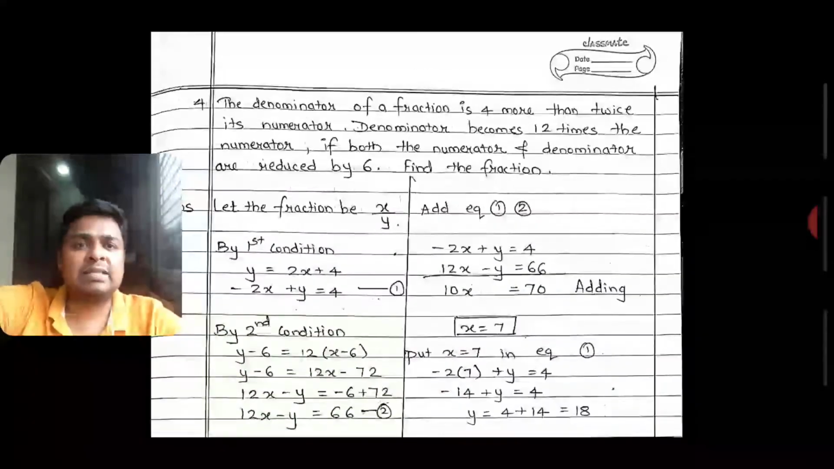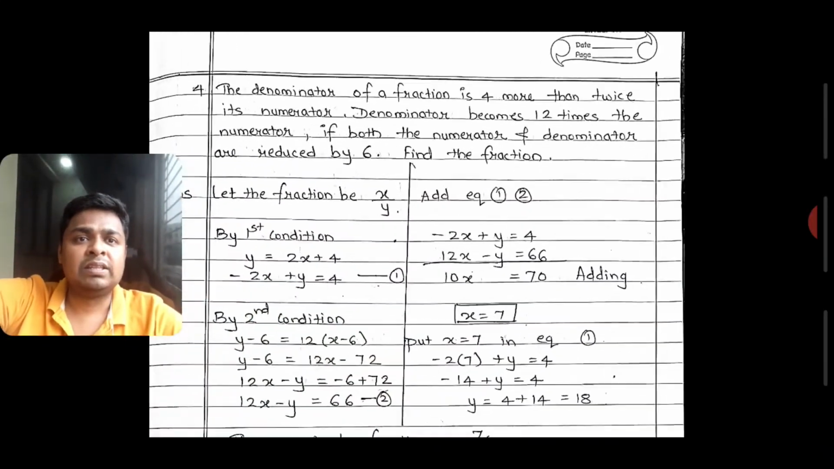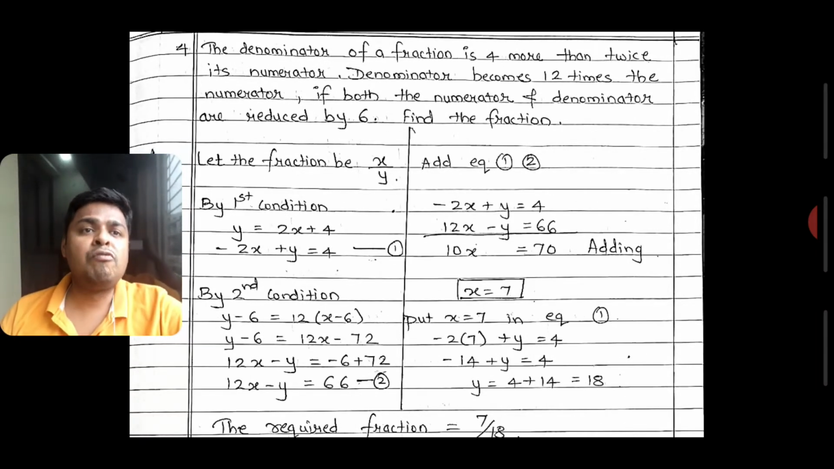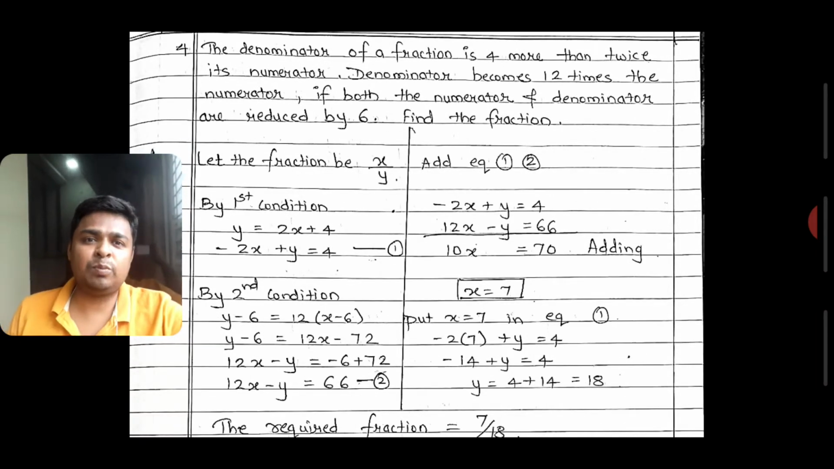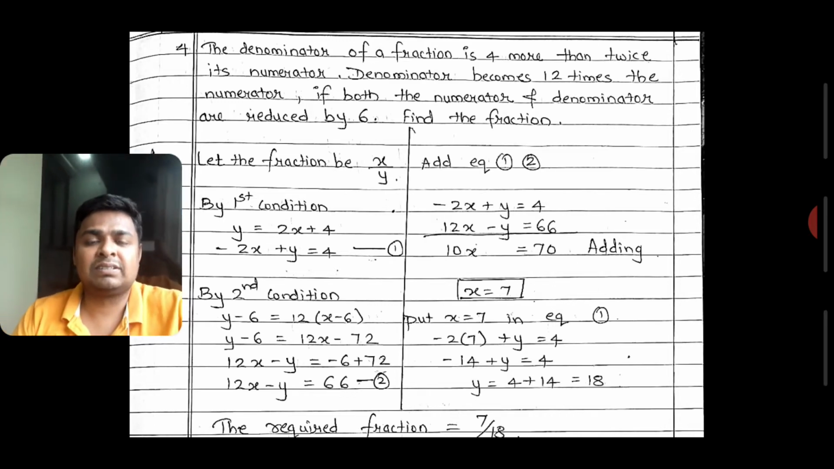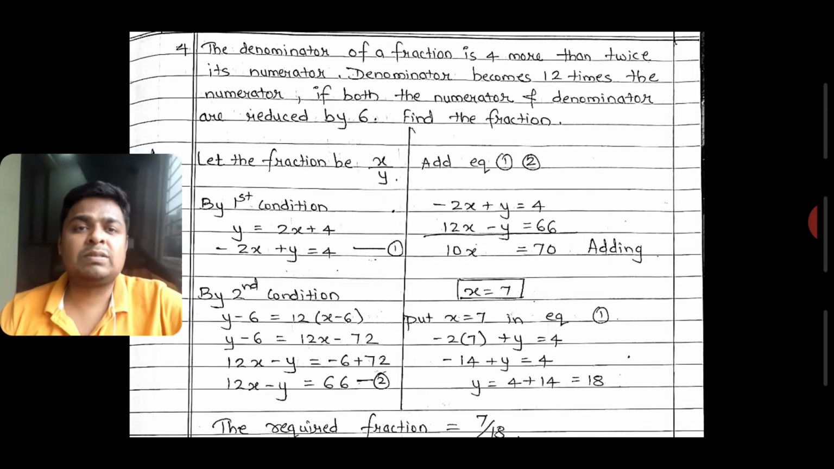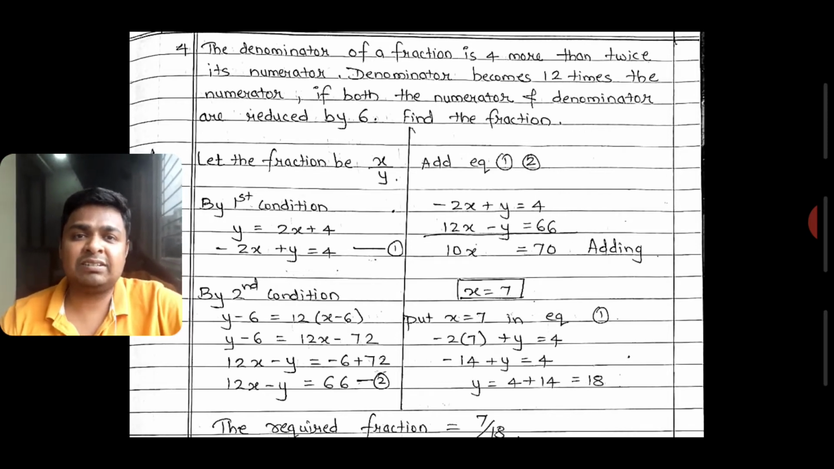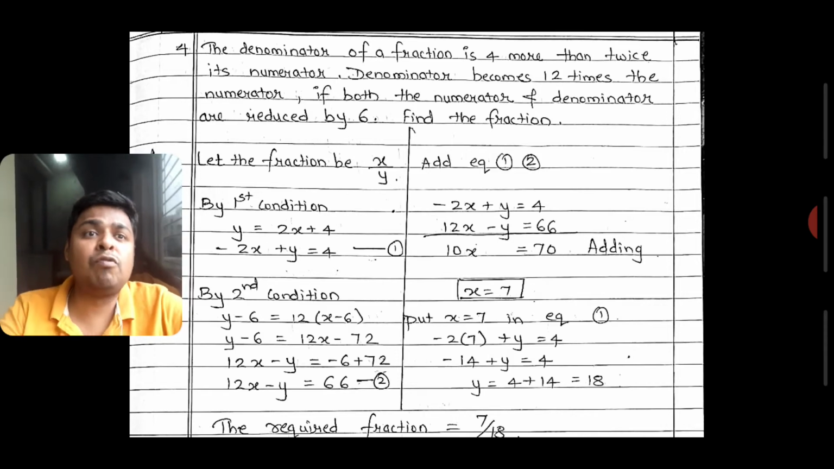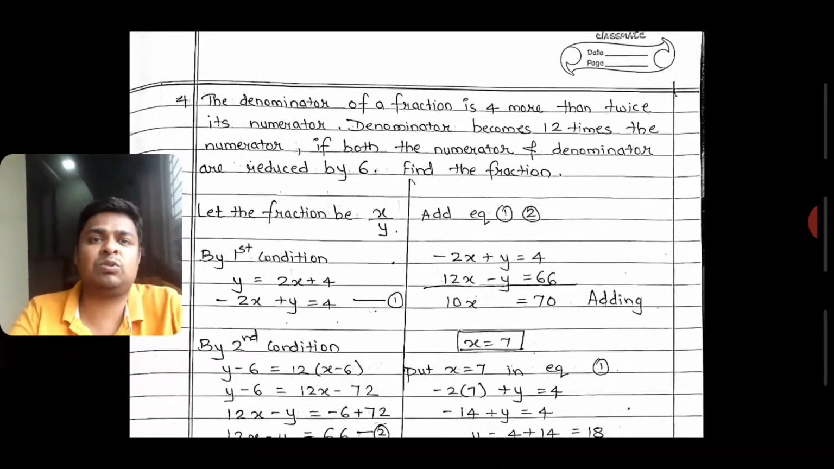Let us go to the next question, that is this one. The denominator of a fraction is 4 more than twice its numerator. Many of the students, they don't understand this language, mathematical language. Try to understand, I will try to explain it to you. Denominator of a fraction. So there is a fraction. Let us consider the fraction as x upon y.